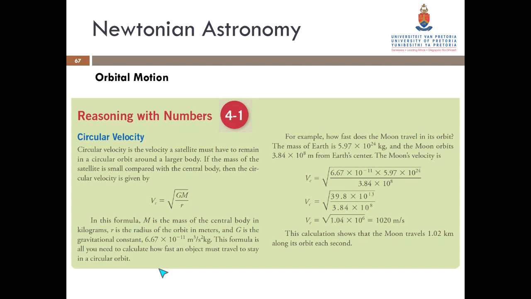So for example, how fast does the moon travel in its orbit? The mass of Earth is 5.97 times 10 to the power 24 kilograms, and the moon orbits 3.84 times 10 to the power 8 meters from Earth's center. As you plug that in, the moon's velocity is 1,024 meters per second. So the calculation shows that the moon travels at 1.02 kilometers along its orbit each second. No, this is not centripetal force, but they are related.